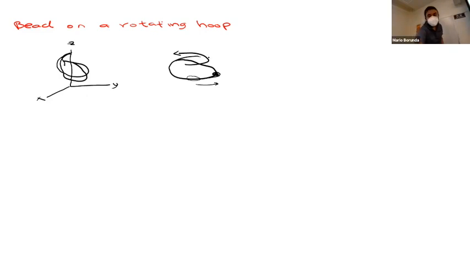Maybe it's easier to draw here. Here's the hoop. Here's the bead. This is the axis of symmetry. And then here's the center. And I can go from here to here, define it. First, the radius of the hoop is a. And then we also have that there's an angle that this makes right here. Let's call this angle psi.